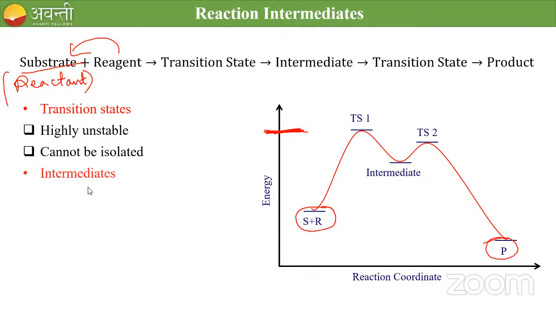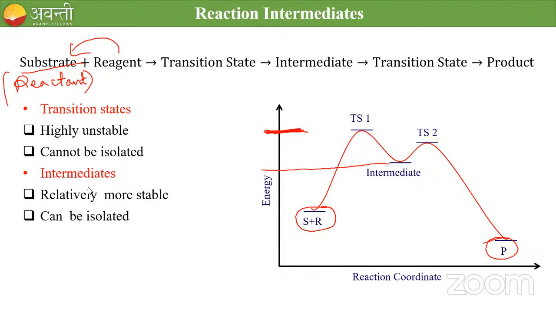Now, what is an intermediate? They are relatively more stable compared to transition state. Intermediates are a little bit lower in energy compared to transition state, right? So they are relatively more stable. I'm not saying that intermediates are highly stable. Intermediates are relatively more stable and they can be isolated. Got it?